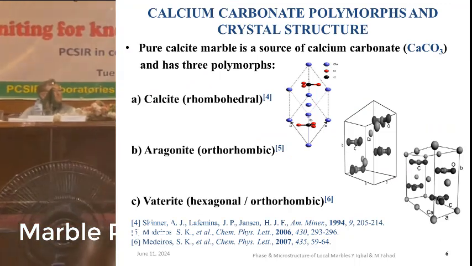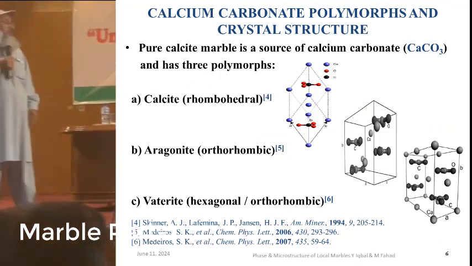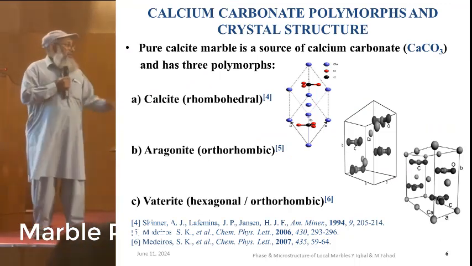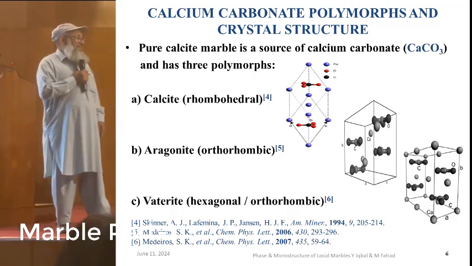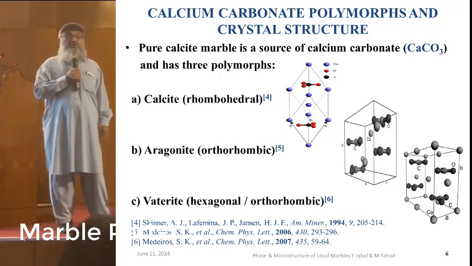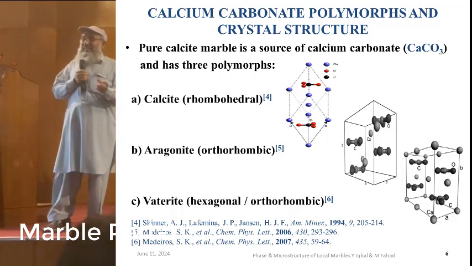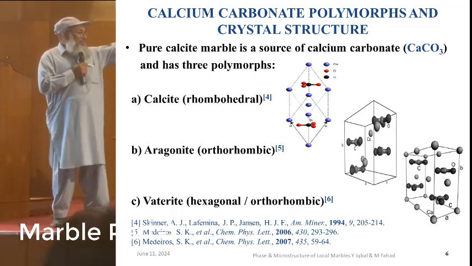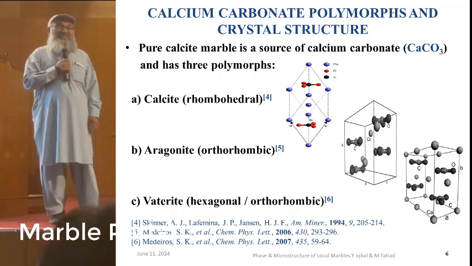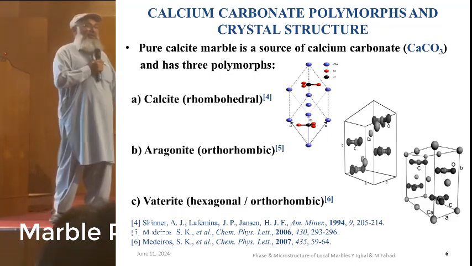Calcium carbonate has 3 popular polymorphs. One is calcite, which is rhombohedral, the other is aragonite, which is orthorhombic, and the third is vaterite, which is hexagonal. So it crystallizes into these 3 polymorphs. The only one stable at room temperature is calcite and the others are metastable.